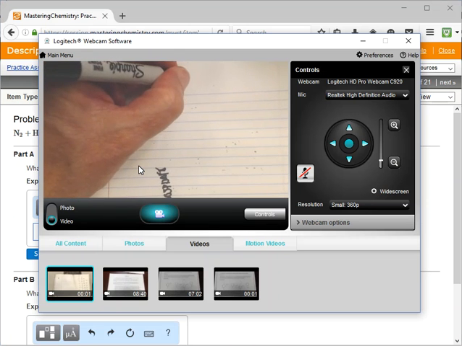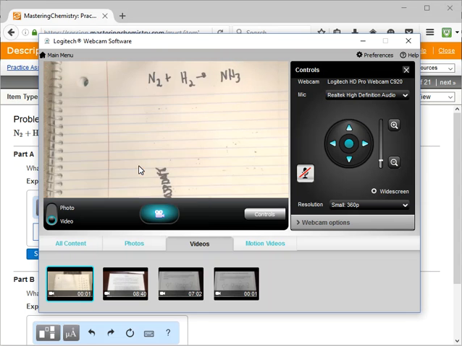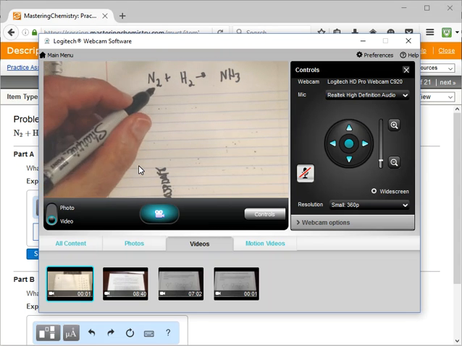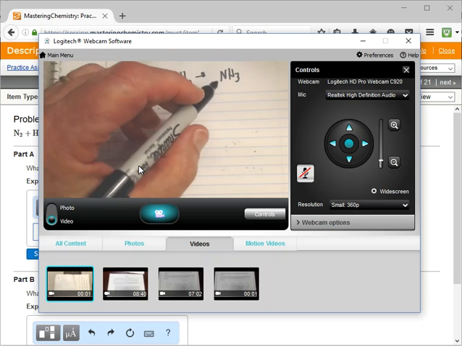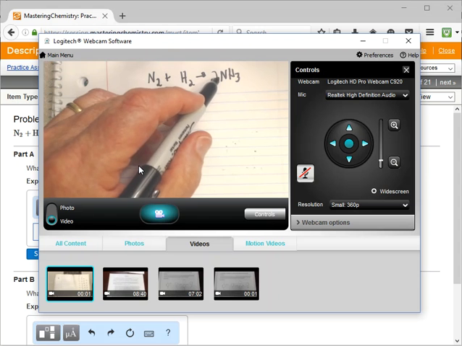So the equation looks like this, and it gives me an NH3, like that. Okay, not balanced, but you're experts now at balancing equations. So right away we notice, oh, we've got two nitrogens here, but we only have one on that side. So maybe we ought to put a 2 out in front so my nitrogens are now balanced.